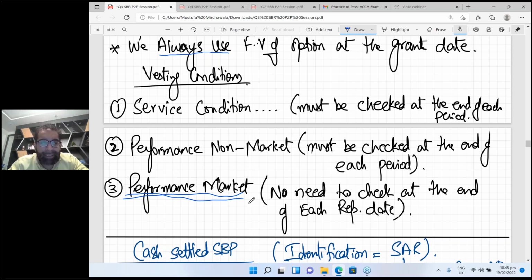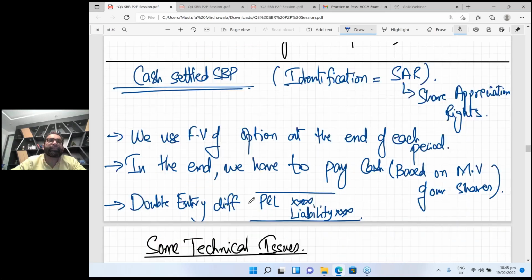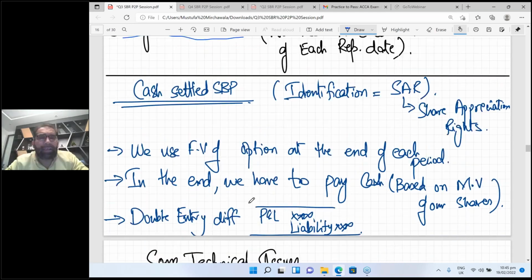All entries are correct. Now cash settled share-based payment: what is the identification tool? This is the identification tool, SAR. Normally the word SAR is written in the question, which means share appreciation rights.